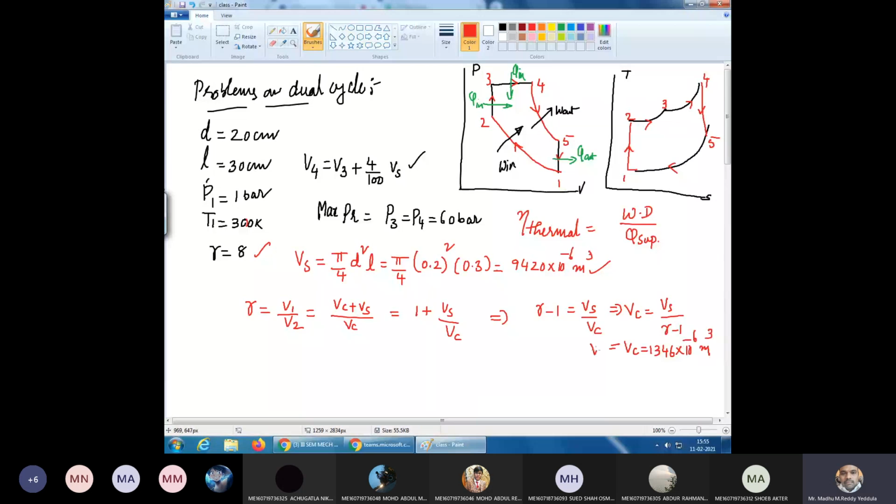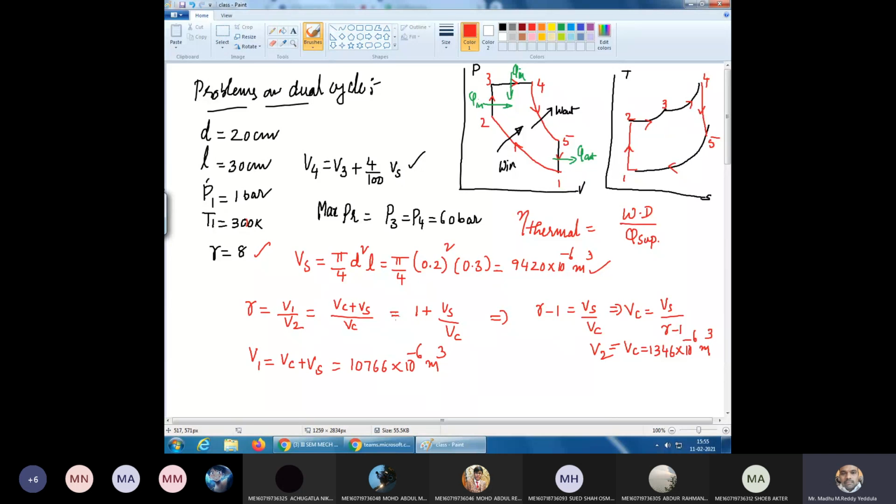This is also equivalent to V2, the volume at 2. Once you know V2 and Vs, we can calculate the total volume. V1 is equal to Vc plus Vs. If we add the two values, we get 10766 into 10 power minus 6. It is centimeter cube, so it is meter cube. You know the total volume, right?